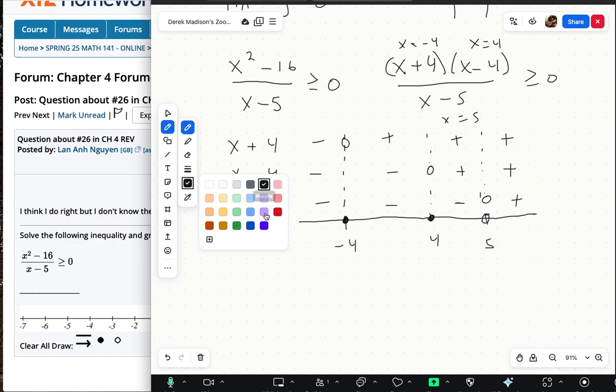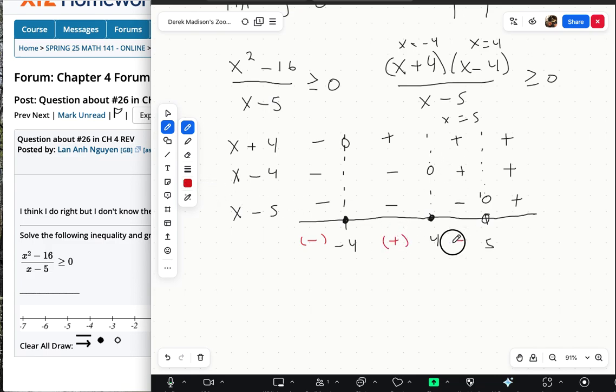And so then let's tally up our signs. So 3 negatives would make a negative for that region. A positive and 2 negatives would make a positive. And then 2 positives and a negative would make a negative, and 3 positives will make a positive. And we want greater than or equal to 0. So that means we want these positive regions. So we want this in here and that out there.